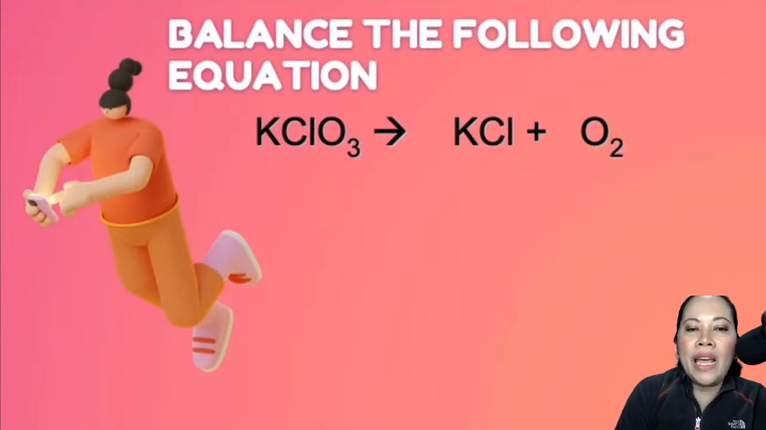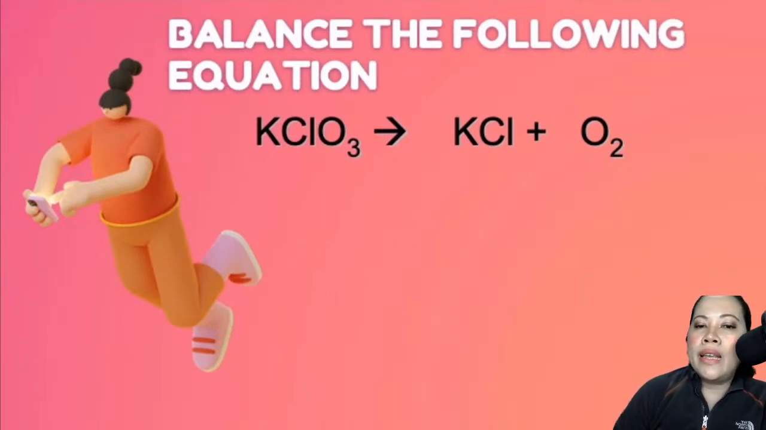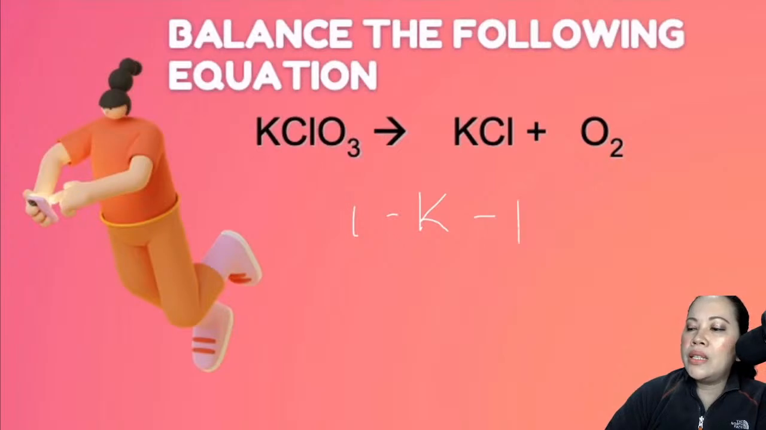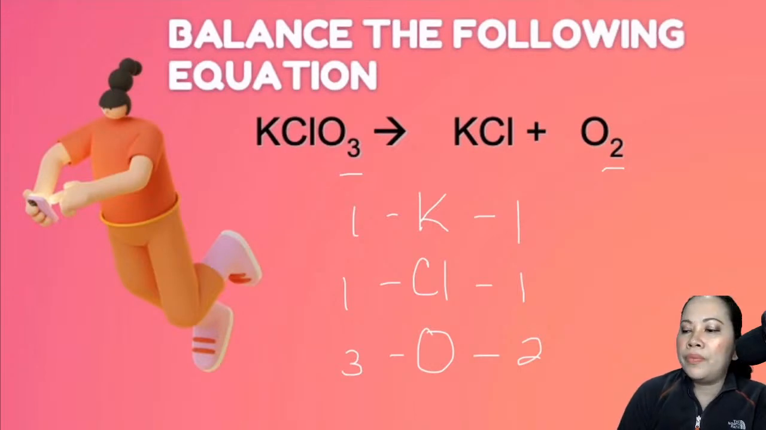So you have KClO3 will yield or will produce KCl and O2. So the first one is K. How many K on this side? It's 1, 1 on this. And then you have Cl, 1 here, 1 here. Oxygen, 3, and then 2 on this side. So it's only oxygen that is not balanced, right?